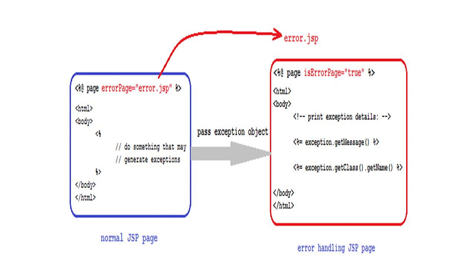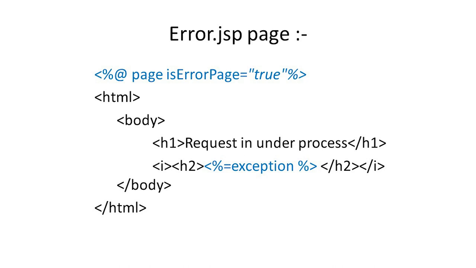Now this is also an example, the error page. You can see here the error page error.jsp. It moves to the next file, error.jsp, and the first line in error.jsp is <%@ page isErrorPage. Here we are asking whether this is an error page. If it is true, then we move inside this file, with HTML body, and inside the body we have mentioned several statements.